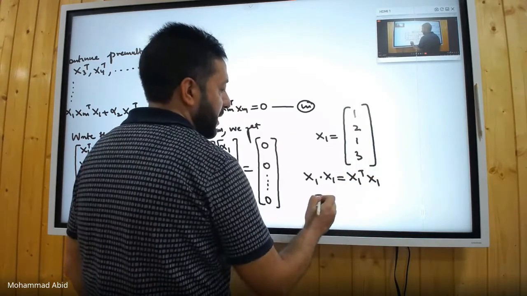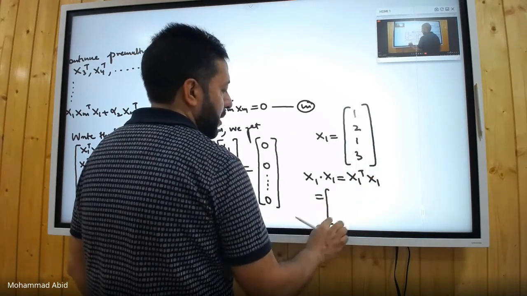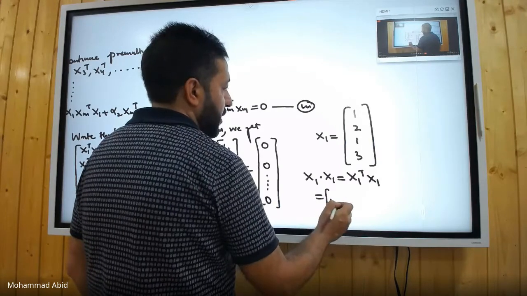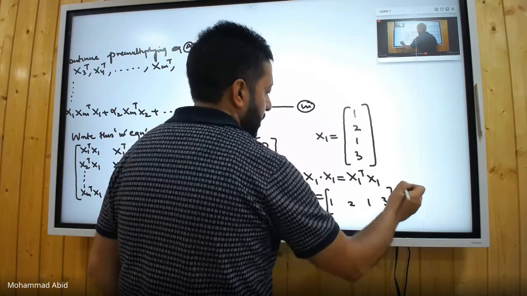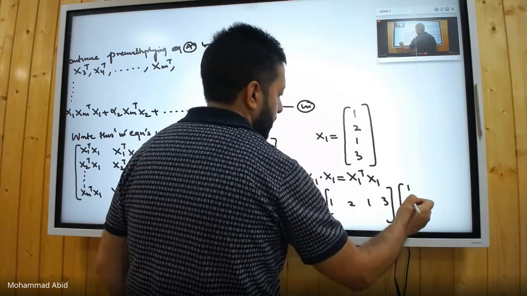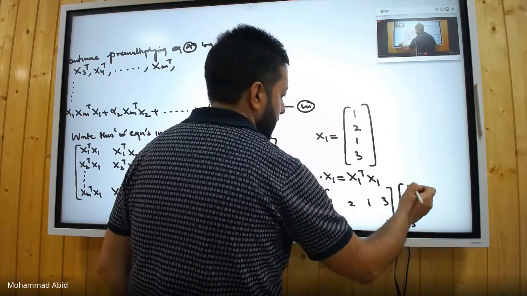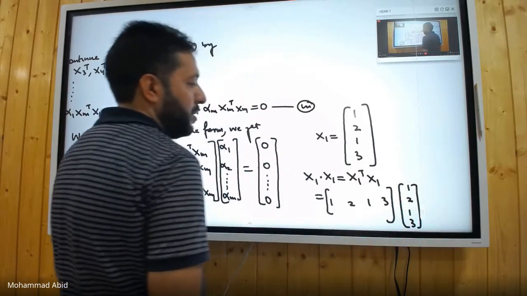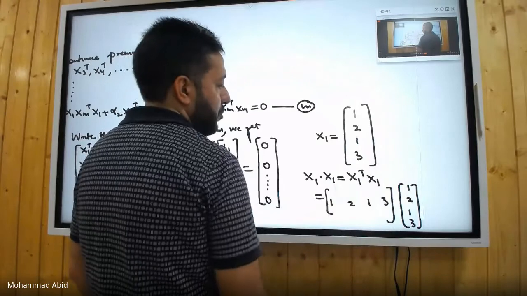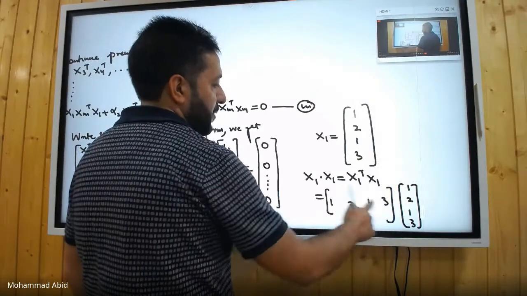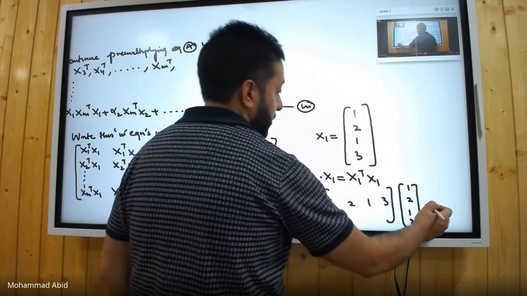That means you do something like this. 1, 2, 1, 3 multiplied by 1, 2, 1, and 3. Scalar product. So this is actually 1 into 1 is 1, plus 2 into 2 is 4, 4 plus 1 is 5, 5 plus 1 is 6, 6 plus 9 is 15. It will come out with 15.